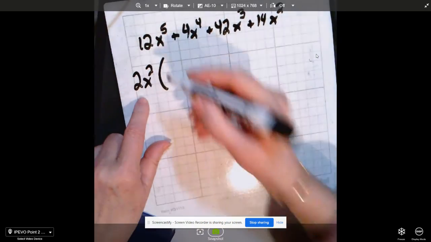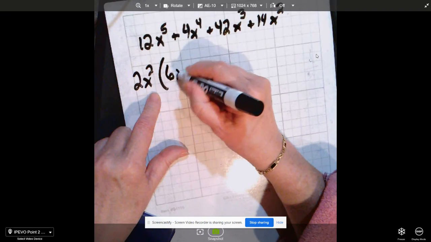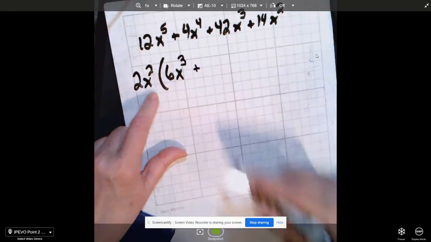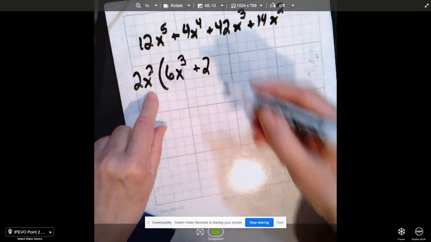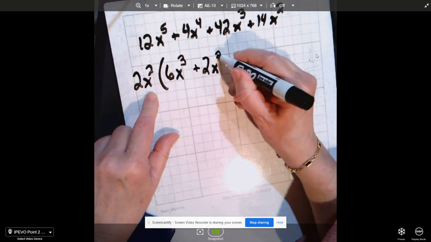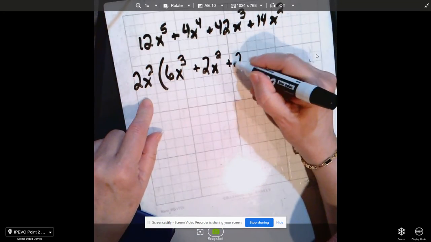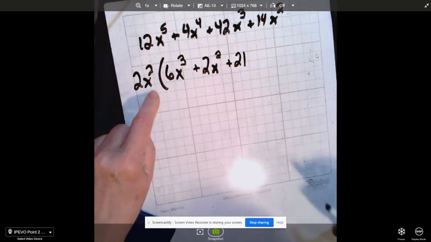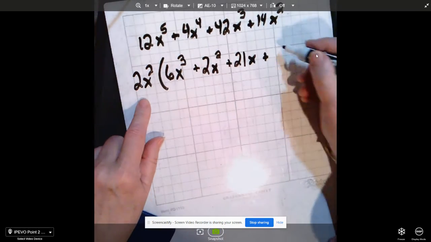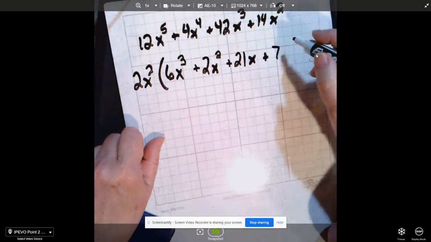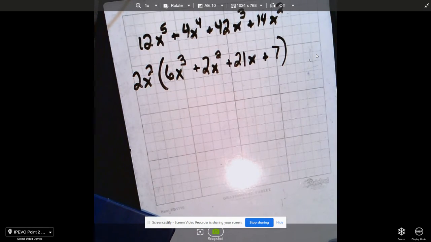So 12 divided by 2 will give me a 6. X to the 5th divided by x squared will give me an x to the 3rd. 4 divided by 2 will give me a 2. X to the 4th divided by x squared will give me an x squared. 42 divided by 2 will give me a 21. X to the 3rd divided by x squared will give me an x. 14 divided by 2 is a 7, and x squared divided by x squared is just 1. So now I have taken out the greatest common factor.